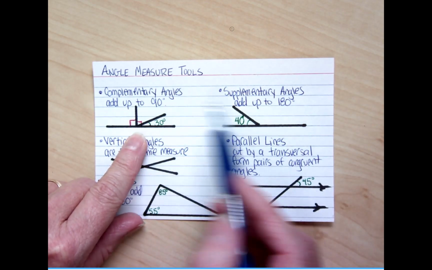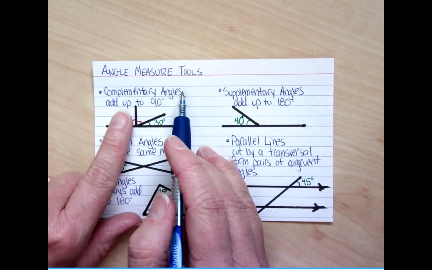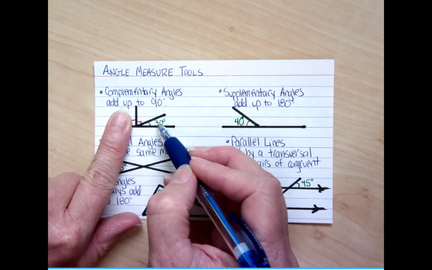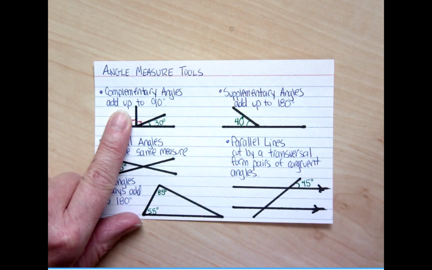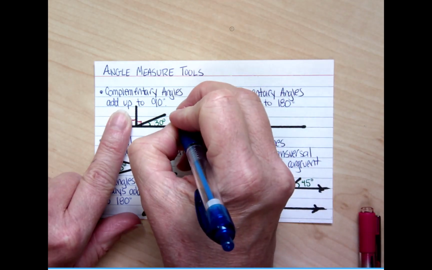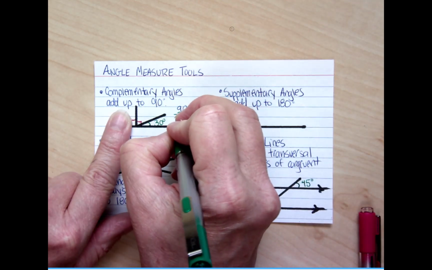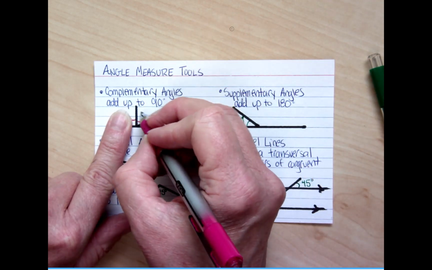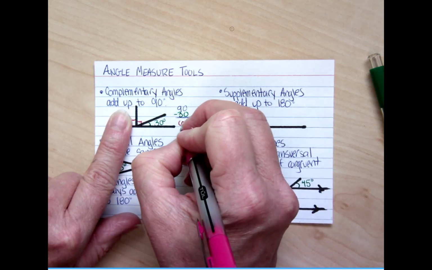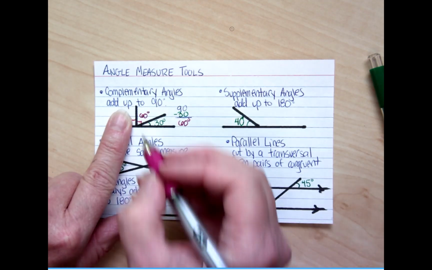Complementary angles are angles that add up to 90 degrees. So I can see that this angle and this angle form a right angle or a 90-degree angle. So to find that missing angle, if I take 90 and I subtract the angle I know, then that'll give me the remaining part of that 90 degrees, because I know they add together to equal 90.